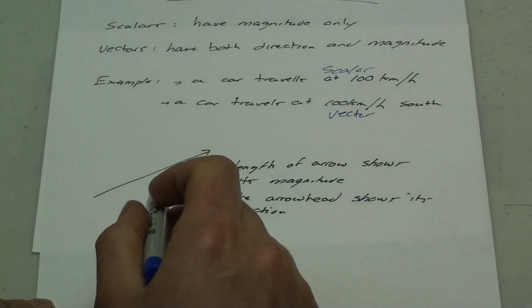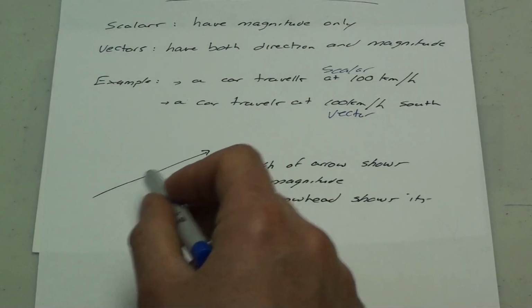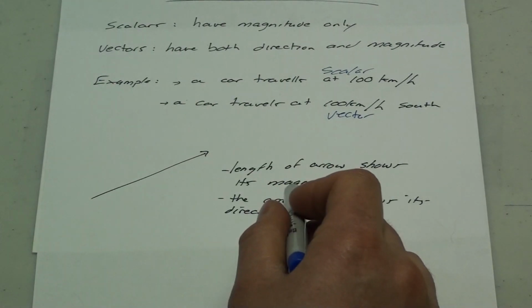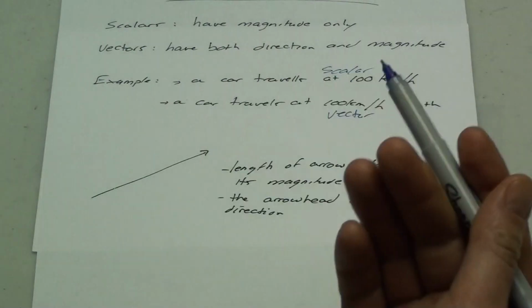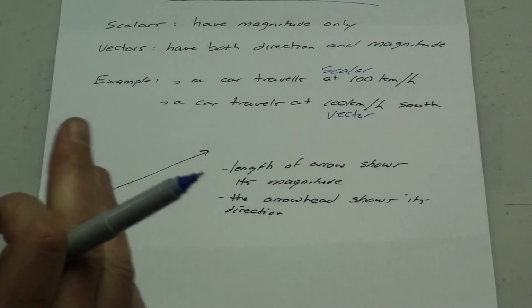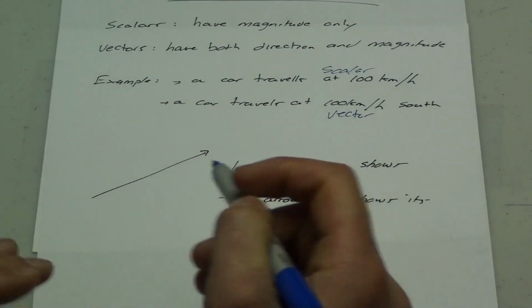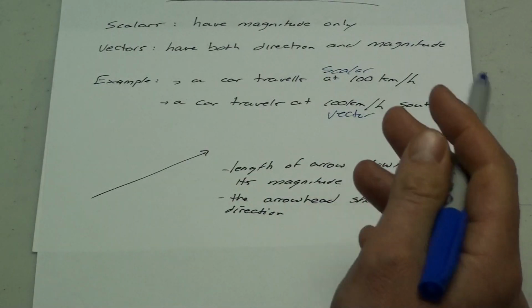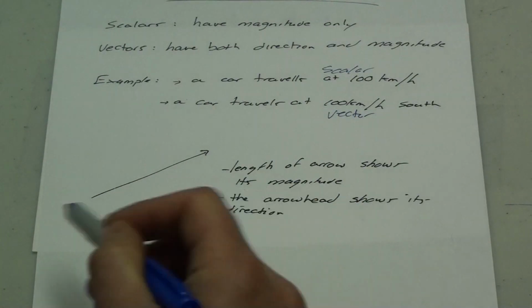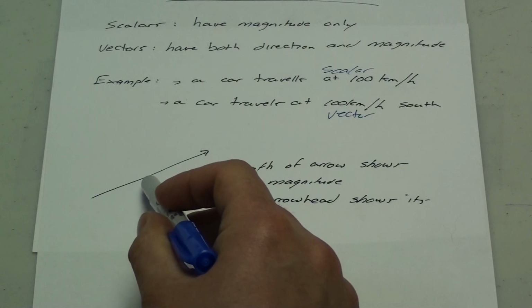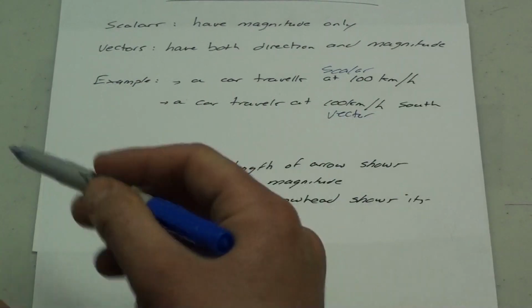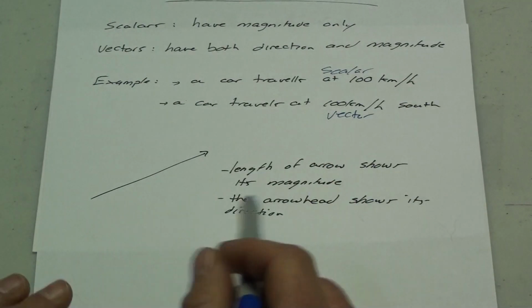Now vectors are denoted by a line with an arrow. The length of the line shows its magnitude or its speed. The longer the line, the faster it's going. And often you'll be given some sort of scale to use. Maybe it'll say something like 1 centimeter equals 10 kilometers an hour. So then how fast is it going? It's going 1, 2, 3, 4, so this would be going 40 kilometers an hour.